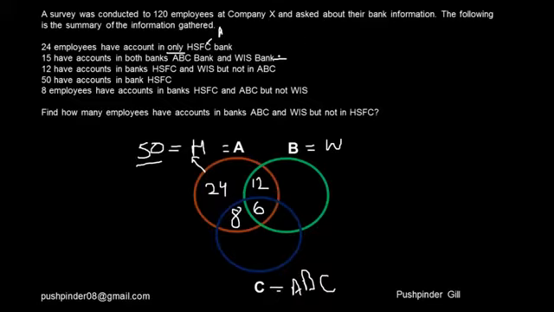Now let's use the information that we have left. 15 have accounts in both banks ABC and WIS. So that means this whole area is equal to 15. That's what he's saying. And if this area is 6, then this area will be 9. And this is what he's asking: how many employees have accounts in banks ABC and WIS but not in HSFC. So the number of people is equal to 9, right?